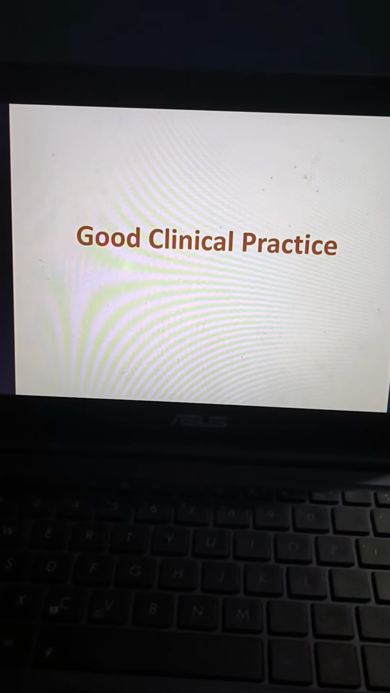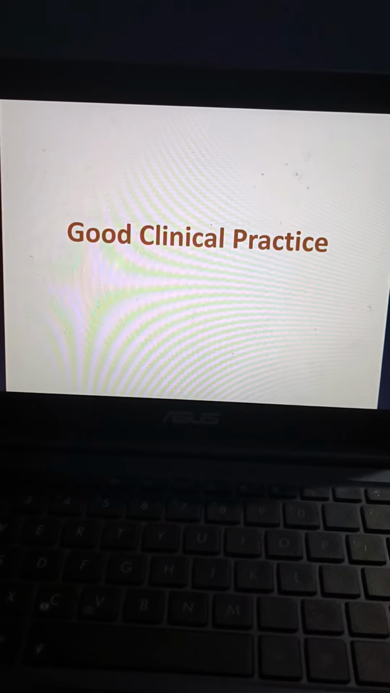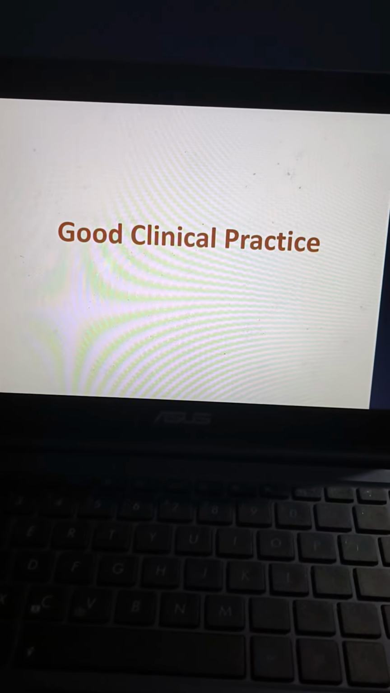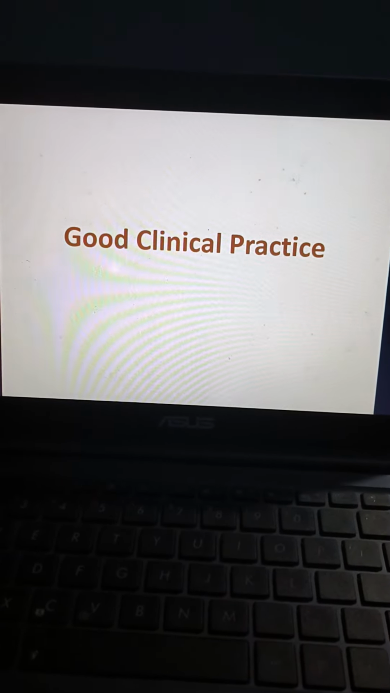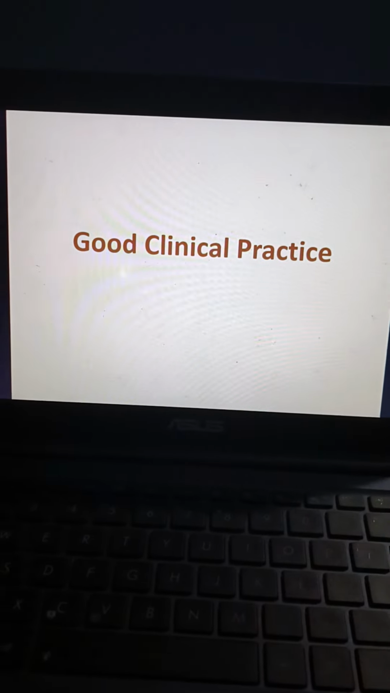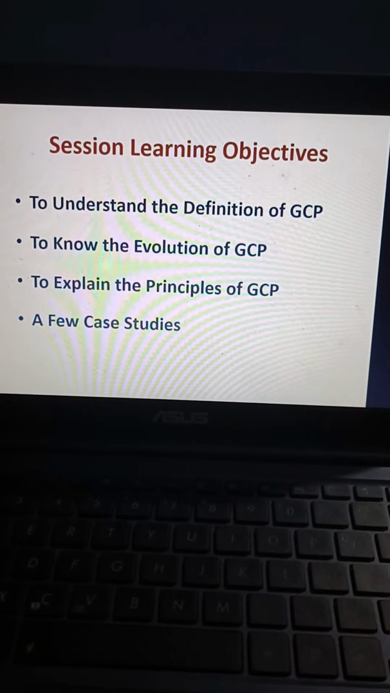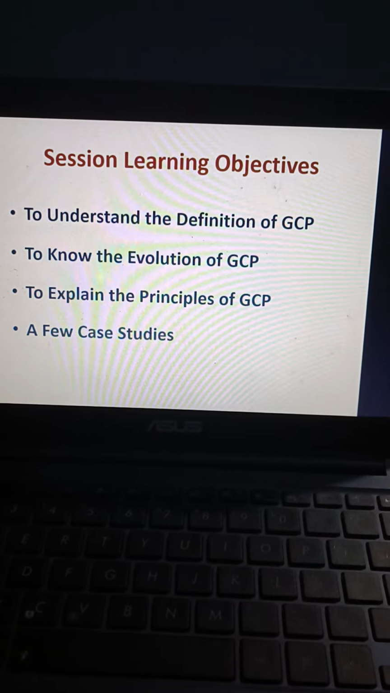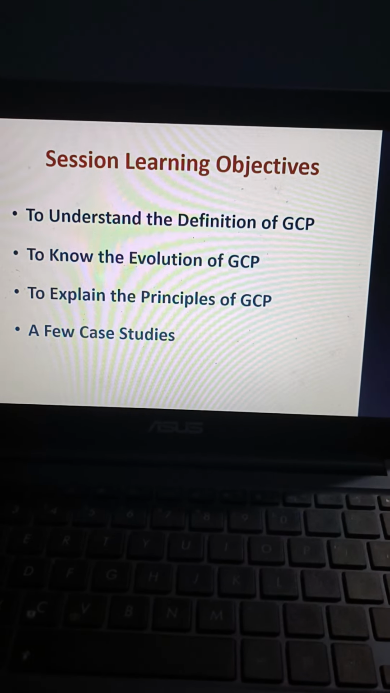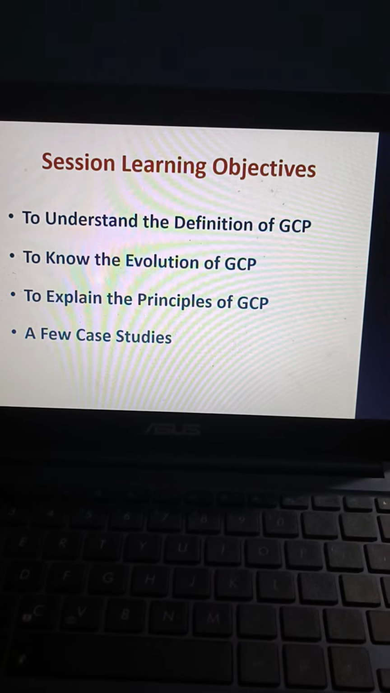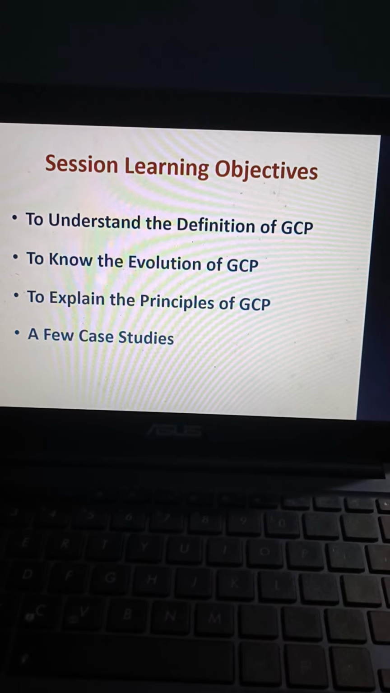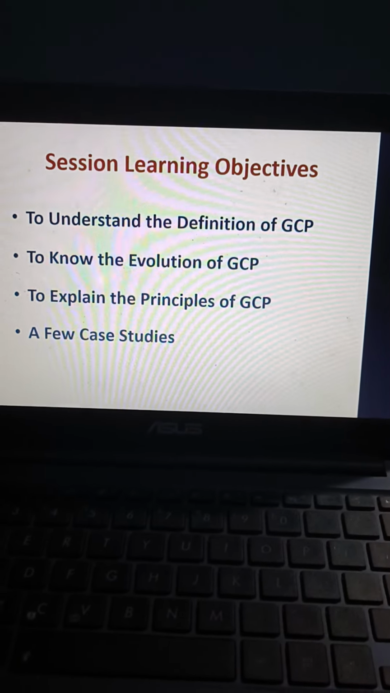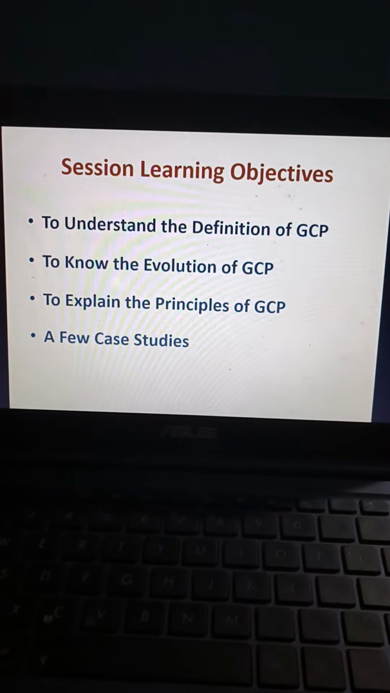I am Dr. Satyabrata, MDDM clinical pharmacologist, and today I am going to discuss good clinical practice. Today's session learning objectives are to understand the definition of GCP, good clinical practice, to know the evolution of GCP, to explain the principles of GCP, and a few case studies.